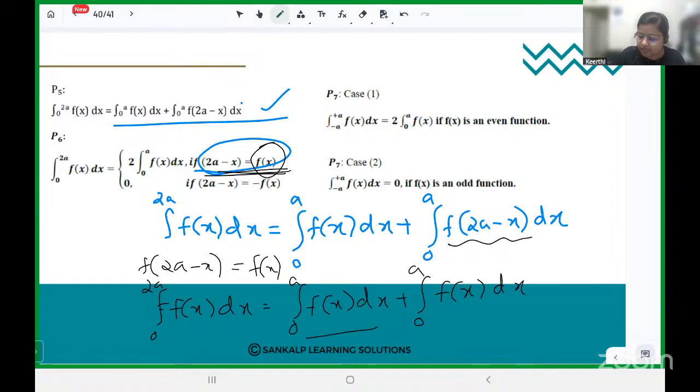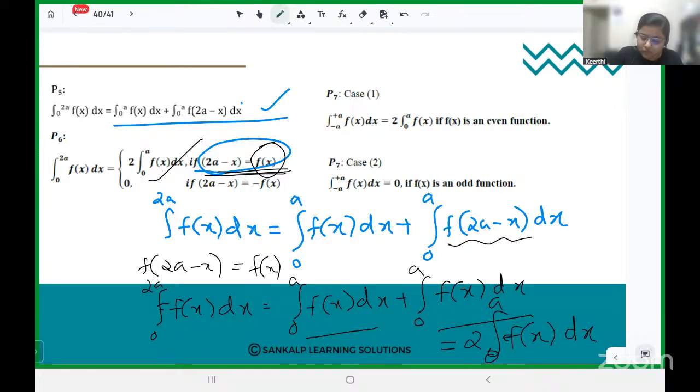Integral 0 to a f of x dx plus integral 0 to a f of x dx can be written as 2 into integral 0 to a f of x dx. That's what is written here. 2 into integral 0 to a f of x dx.